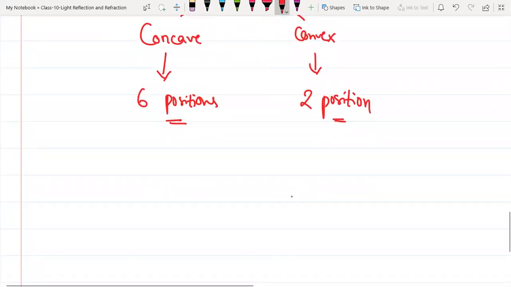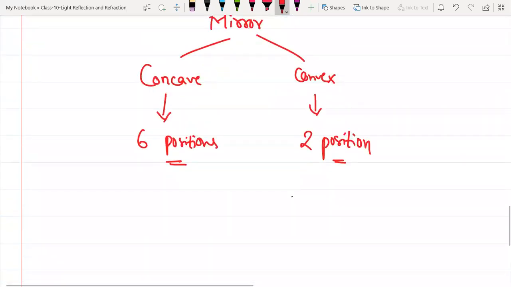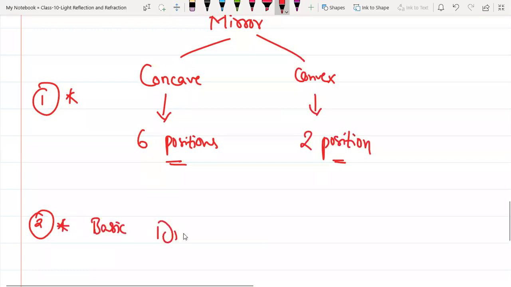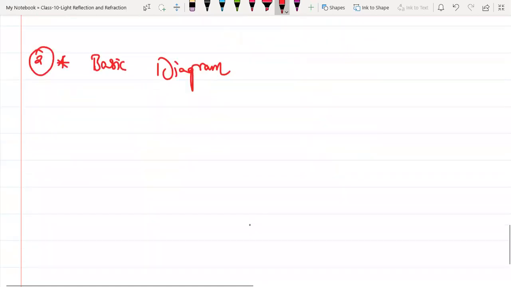That is the first essential thing. What is the first point? You have to remember 6 positions of concave and 2 positions of convex. What is the next one? You have to understand the basic diagram. Now let us try to understand what that basic diagram is.